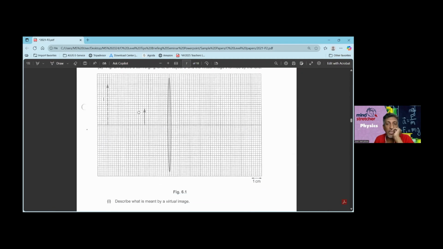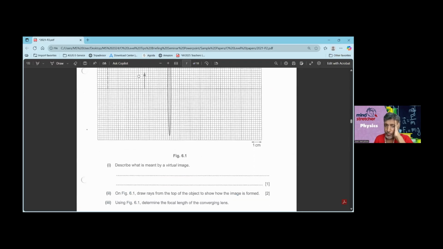Okay, now we have a converging lens. Combined science students, you don't really need to know how to draw the ray diagram, but you still need to know what a virtual image is. What is a virtual image? A virtual image is one where the image cannot be projected or captured on a screen. Very good. Okay, cannot be captured or projected on a screen.